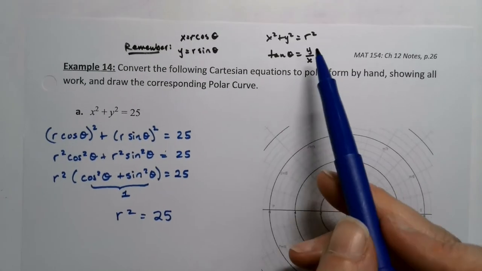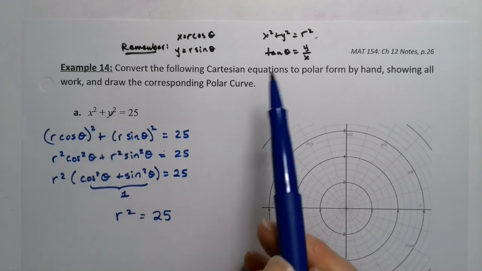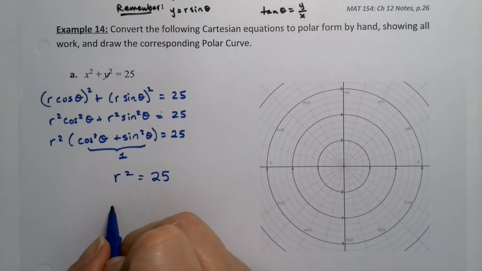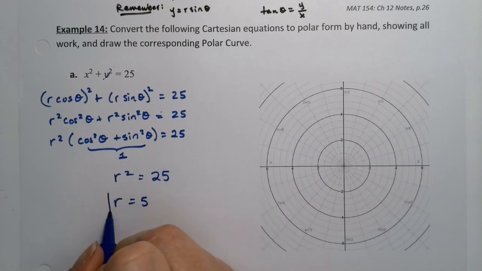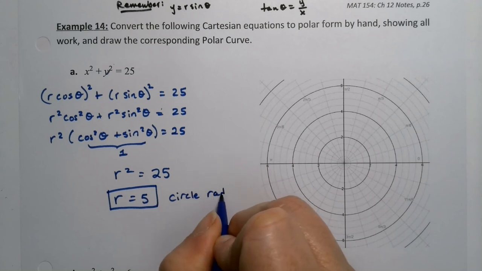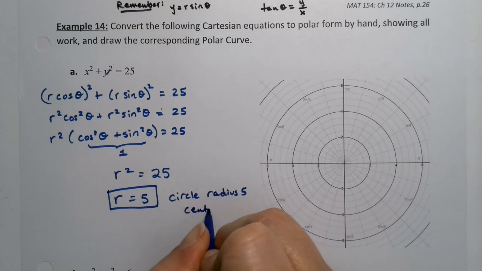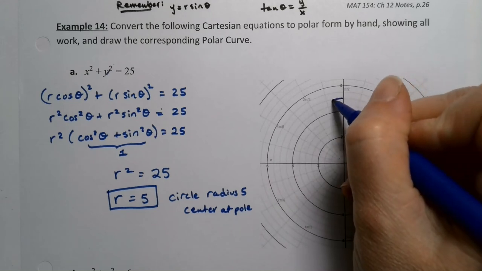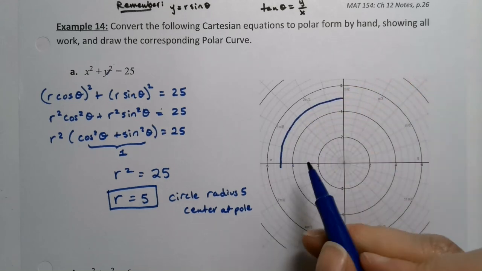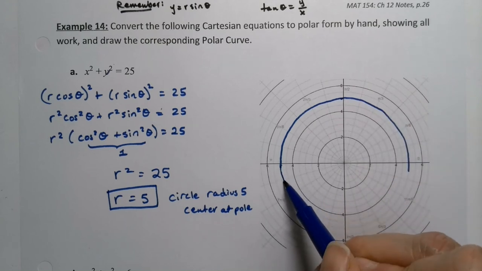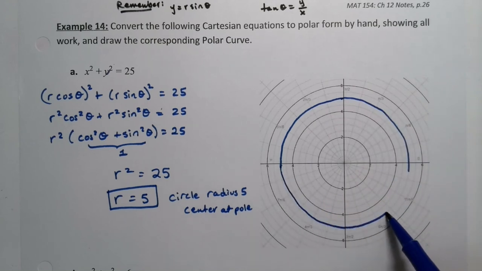Now I knew that anyway because x squared plus y squared, which is what I was given, is r squared. But I wanted to prove that even if you forget that piece, you can still derive it. So that means that r is equal to 5. Now r is equal to 5 is a polar curve that's a circle. Its radius is 5, and it has a center at the pole. In other words, it's this circle. Let's see if I can draw it. Even with rings, it's not always easy to draw a circle. There we go, more or less.